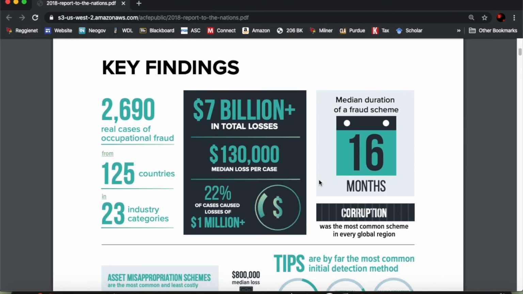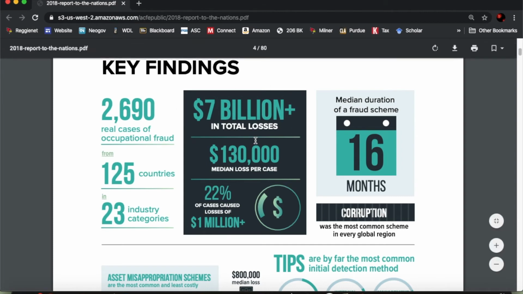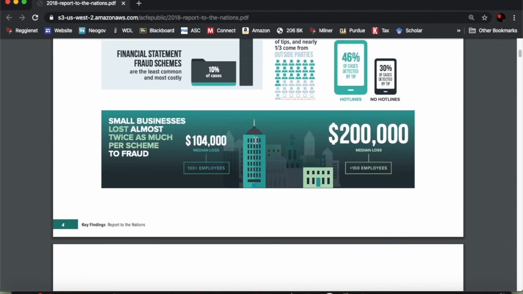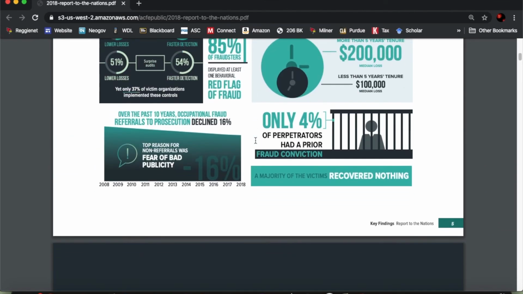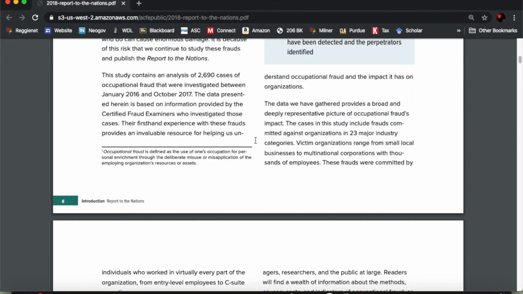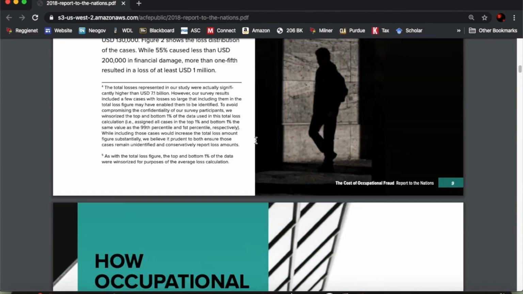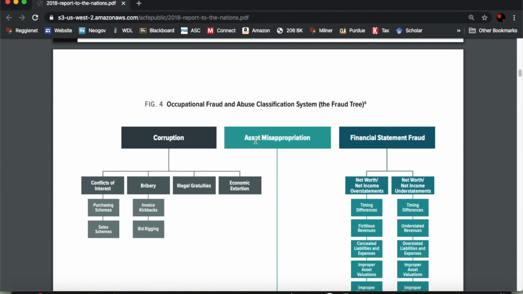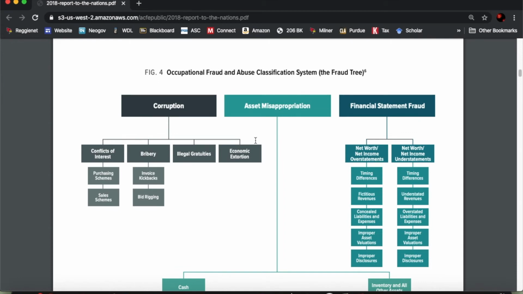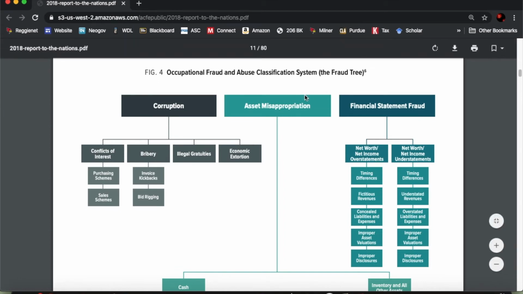So they have some key findings here right off the bat. Based on their study, there were 2,690 real cases of occupational fraud from 125 countries in 23 industry categories. In total, there were $7 billion in losses. So they have some pretty cool infographics here. They get into some more details as you go. But coming down here to page 11, I want to show you something that's a pretty good diagram in terms of describing fraud. And so they have what's called the fraud tree.